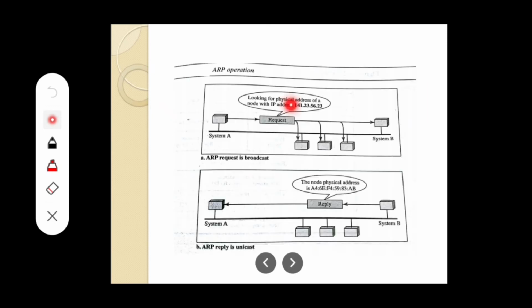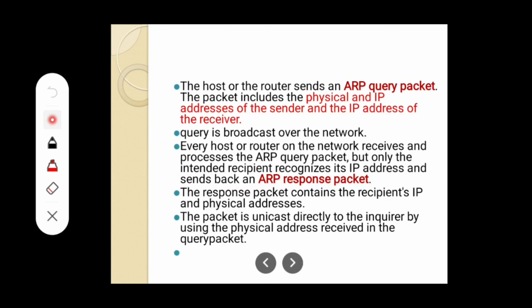So what does this packet contain? This packet contains the IP address of system A, the MAC address of system A, and also the IP address of system B. These three pieces of information will be contained in this request. So the packet includes the physical and the IP address of the sender and the IP address of the receiver.